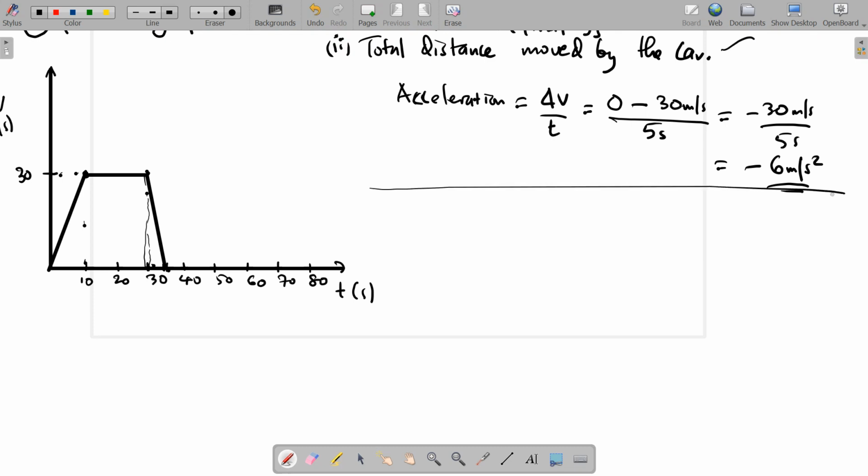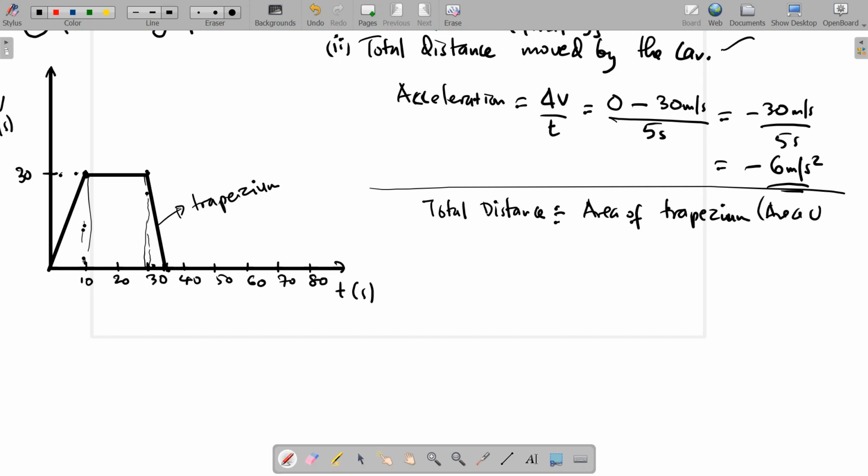Now, to find total distance, we'll need to observe what shape we have right here. If you look at the shape of our motion, it's simply this figure right here. Then this figure is literally a trapezium. Okay, this is a trapezium. So if we're going to find the total distance, we'll simply find the area of the trapezium, which is the area under the graph.